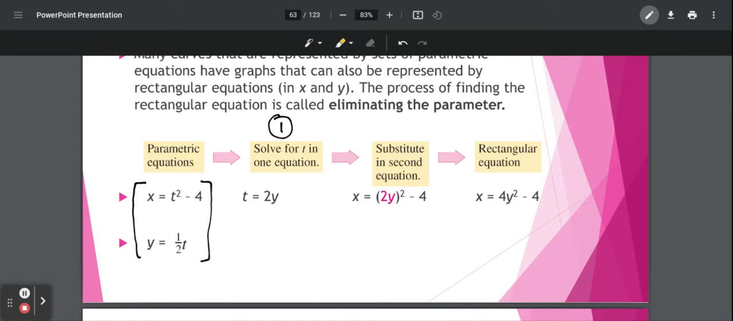If one of your equations has a t squared and the other one doesn't, then you're probably going to want to solve the other equation for t. So in this case, the y equals 1/2 t is a little bit easier. If you multiply both sides by 2, you get that t equals 2y. So then to eliminate the parameter, we go to the second step here, which is to substitute into that other equation. So if t equals 2y, then in our other equation, we're going to plug in 2y for that t value, which is what they did right here. And then the third step is really that's just your rectangular equation because now we just have x's and y's in the equation.